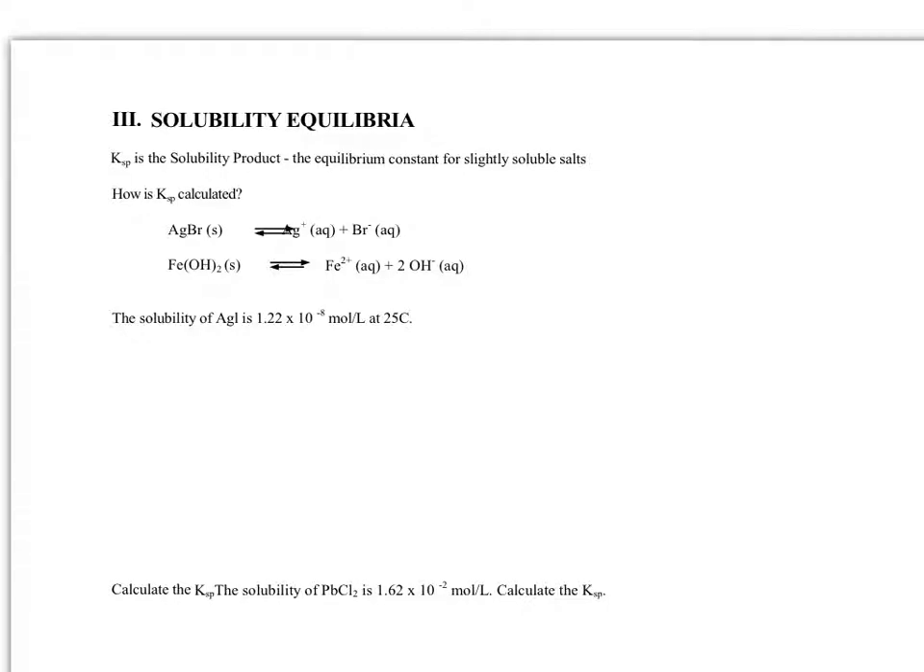If I wanted to write the K expression for these, just like I would for any type of reaction, the Ksp is going to be the concentration of the Ag+ ion times the concentration of the Br- ion. Now, this is just our K, but we give it a special name. We call it Ksp. That stands for solubility product constant, because we're dissolving, so solubility product is always a product, and then constant since it's the equilibrium constant.